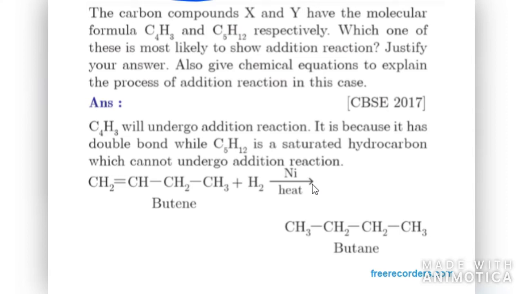As you can see, we have alkene, that is butene here, and H2, and we have a catalyst, nickel, that converts the butene to butane. So alkene has been changed to alkane. You must remember what an addition reaction is. Addition reaction is when we have an unsaturated hydrocarbon and we want a saturated hydrocarbon.